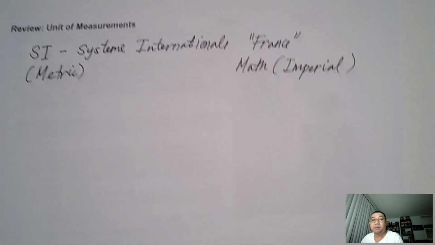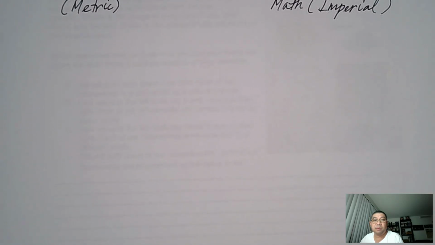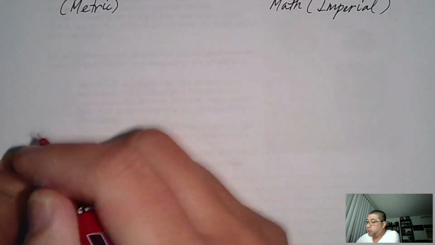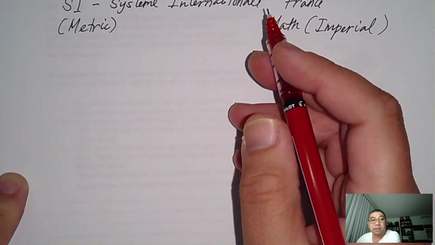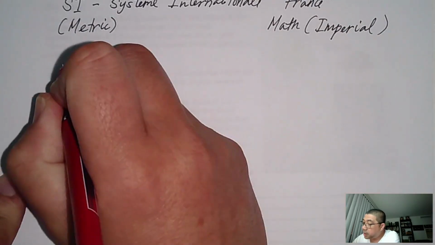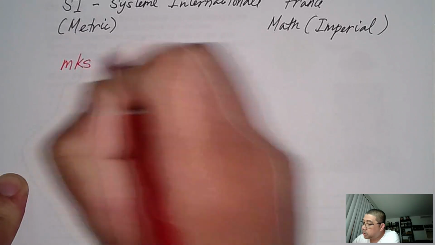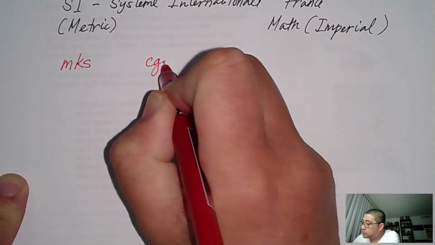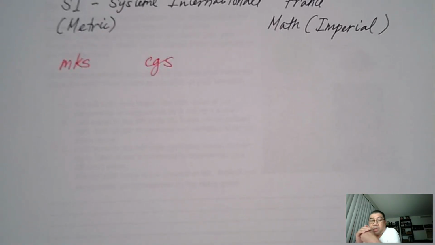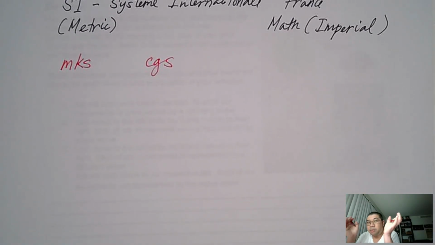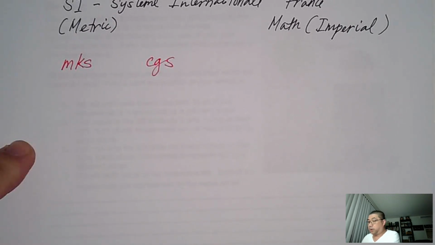Now, in the metric system, a lot of you might be surprised to know that there is what we call the MKS, and then the other one is CGS. MKS and CGS represent the basic units of measurement that we're doing. Okay, unit of measurement is MKS and CGS.